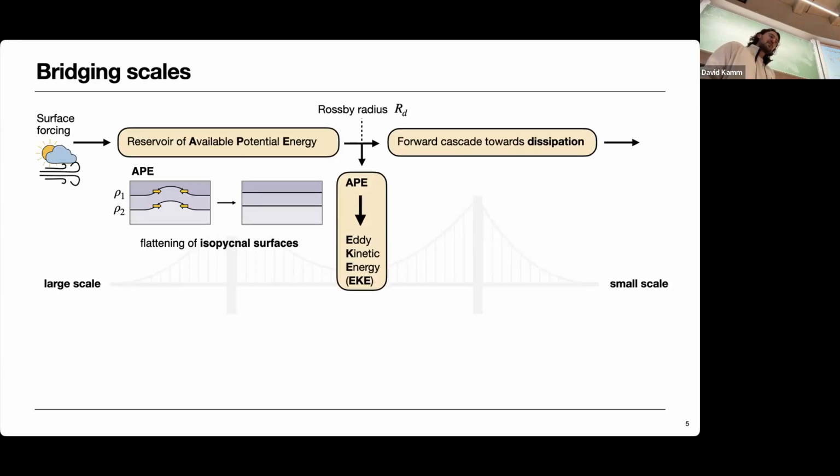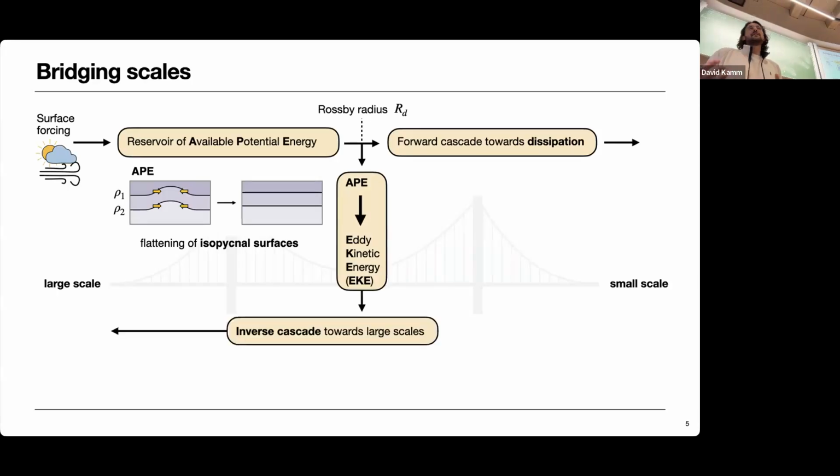And now in two-dimensional fluids or very stratified fluids like the oceans, there's also an inverse direction. So this eddy kinetic energy can actually cascade upward, upscale towards the larger scales again. And so this is a very brief introduction to energy transfers in turbulence. But I also want to link this again to what we've seen before.